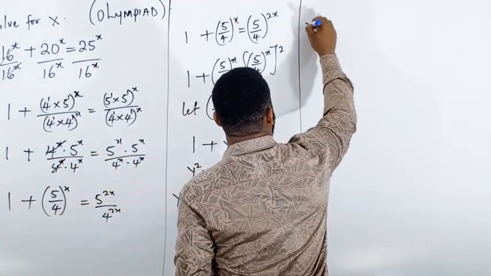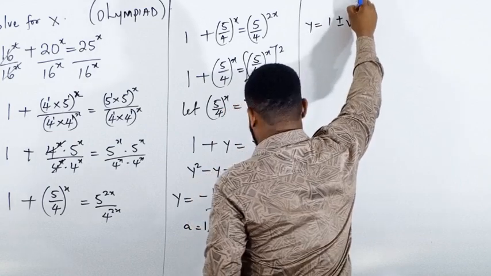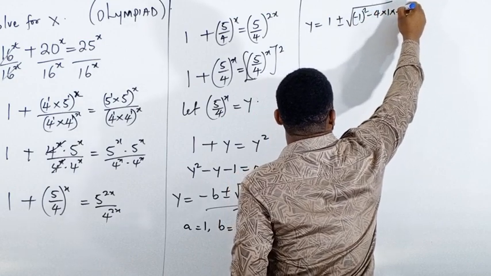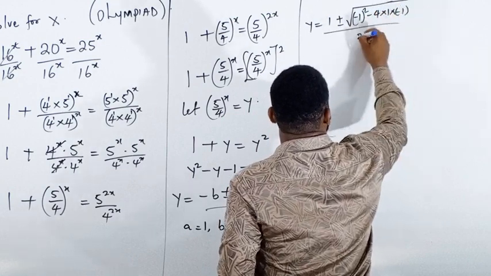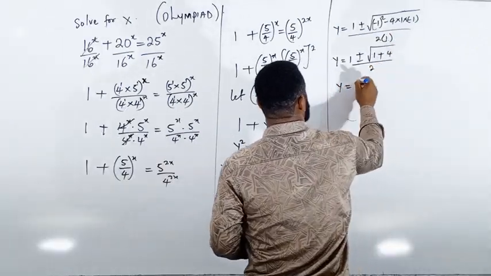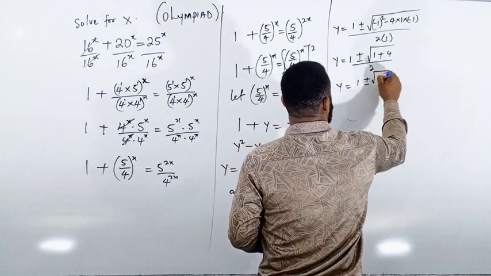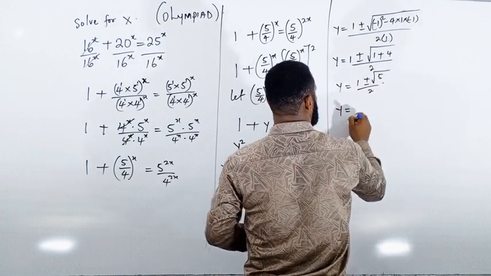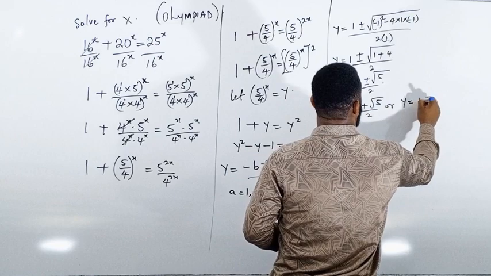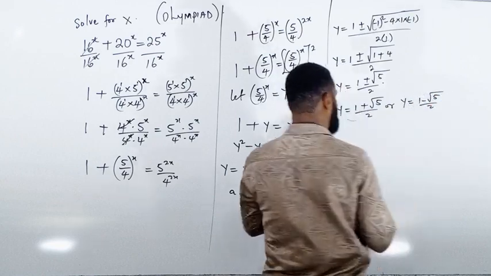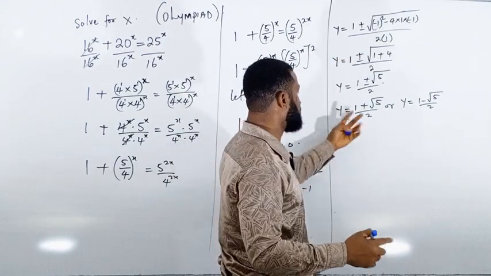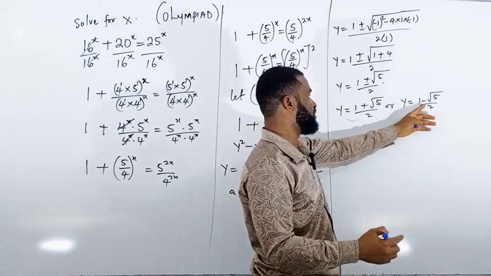So I'll have that y is going to be equal to 1 plus or minus square root of minus 1 all squared minus 4 times 1 times minus 1 all over 2a. Sorry, all over 2. So y is going to be equal to 1 plus or minus square root of 5 over 2. So y is going to be equal to 1 plus square root of 5 over 2, or y is equal to 1 minus square root of 5 over 2. In this case, this is plus or minus. That means there are two answers: y for the plus and y for the negative.